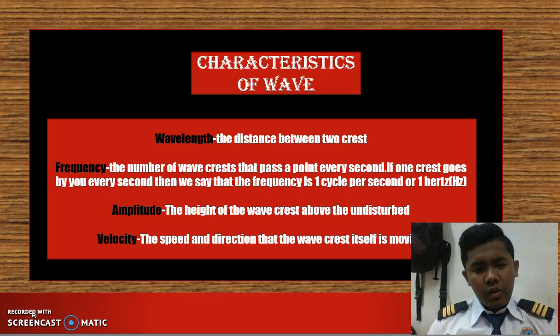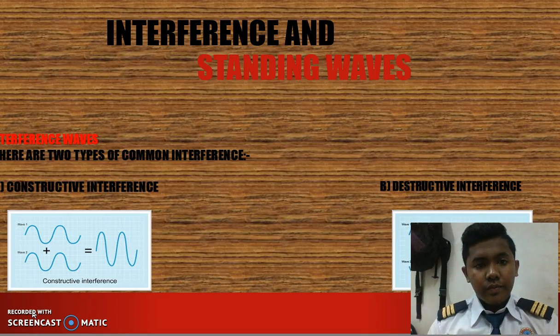Characteristics of wave. Wavelength, the distance between two crests. Frequency, the number of wave crests that pass a point every second. If one crest goes by every second, then we say that the frequency is 1 cycle per second or 1 Hz. Amplitude, the height of the wave crest above the undisturbed level. Velocity, the speed and direction that the wave crest itself is moving.